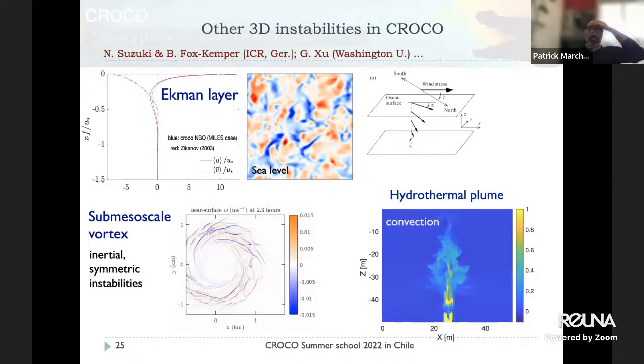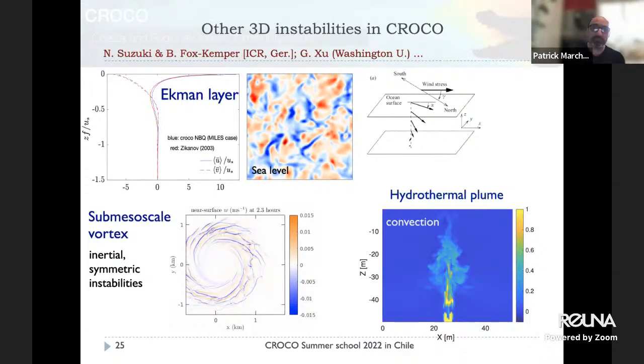Okay, other types of instabilities and test cases can be done in CROCO. They are not part of the basic cases that we distribute with the model, but they have been produced with CROCO. One is the Ekman layer problem, which can be compared to other LES models. So you produce an Ekman layer by resolving the instability, which is a shear instability, a vertical shear instability.